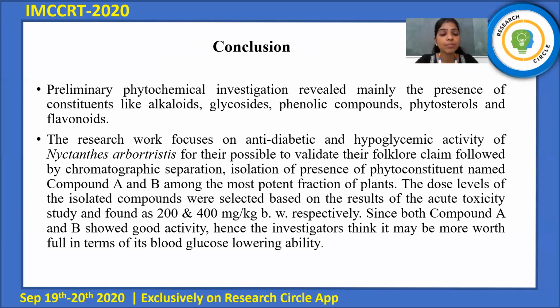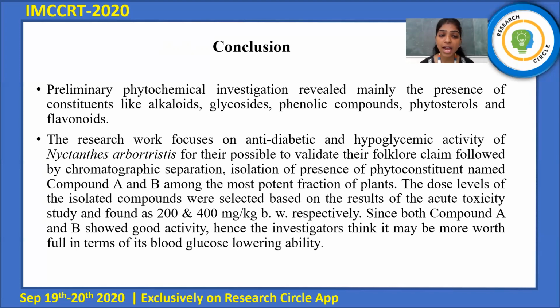So, conclusion. Preliminary phytochemical investigation revealed mainly the presence of constituents such as alkaloids, glycosides, phenolic compounds, phytosterols, as well as flavonoids. The research work mainly focuses on the anti-diabetic and hypoglycemic activity of Nyctanthes arbor-tristis, to validate its folklore claim, followed by chromatographic separation and isolation of phytoconstituents named compound A and B from the most potent fraction of the plant.